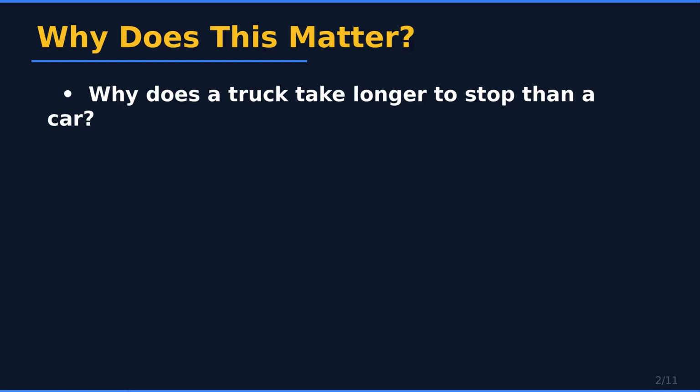Here's our first problem. You push a 10-kilogram box with 50 newtons of force. What's the acceleration? We use a equals F divided by m. That's 50 divided by 10, giving us 5 meters per second squared. Every second, the box speeds up by 5 meters per second. That's actually quite fast.